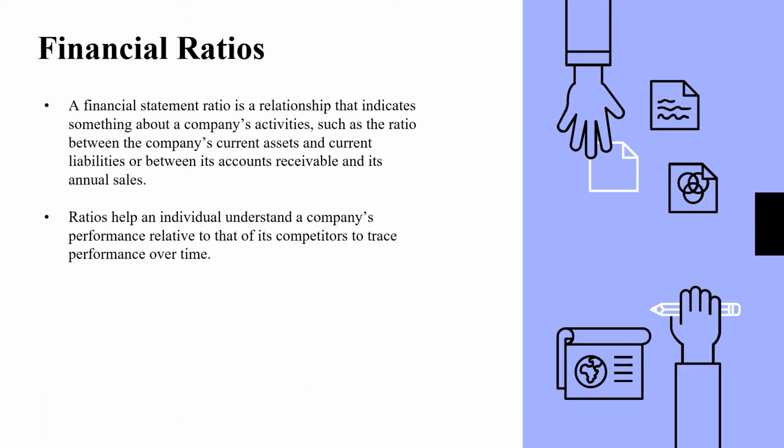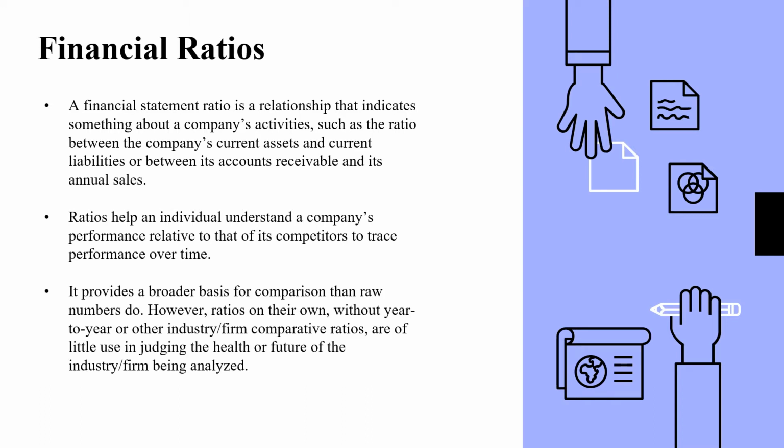Okay? So, in order for us to see if the company is improving or not, or is getting ahead of the competition, we need to trace the performance of our business in relation to our competitors. So, we need to compare. It also provides a broader basis for comparison than raw numbers do. So, hindi lang tayo basta magko-compute dito ng ratio na 1:1, 2:1, 3:1, etc. So, we need to analyze what these raw numbers tell us.